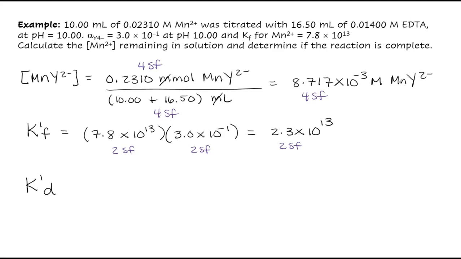K'D, our conditional dissociation constant, is the inverse of that value. So 1 divided by 2.3 times 10 to the 13. The 1 is exact for sig figs. Our K'F has 2 sig figs, so our K'D will also have 2 sig figs. 1 divided by 2.3 times 10 to the 13 to 2 sig figs gives us 4.3 times 10 to the negative 14.